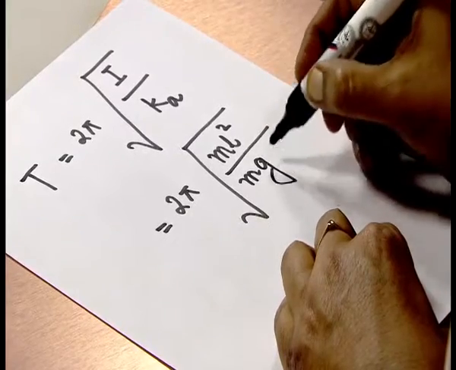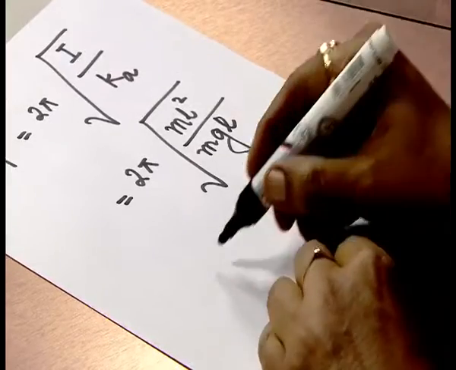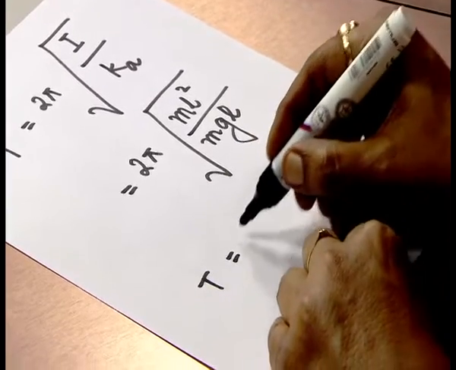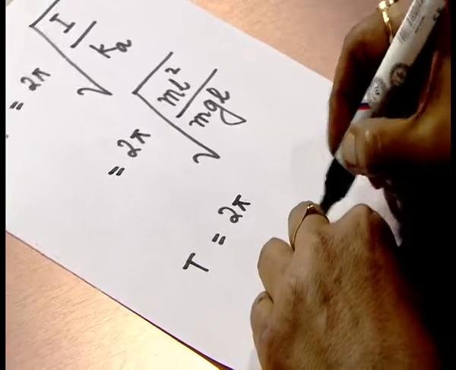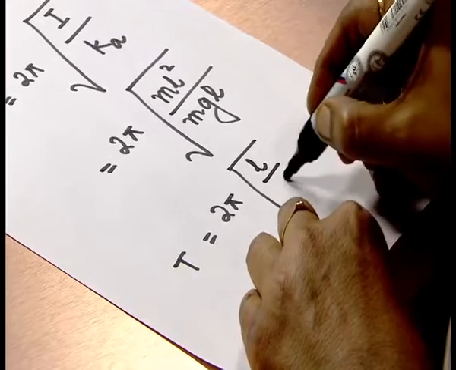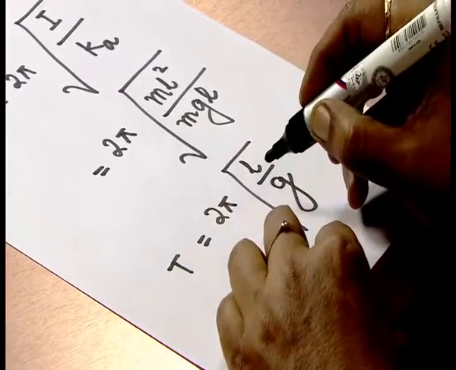So, that is mL squared, and the torque constant, as you have seen, is mgL. So, you get the good old result: T is equal to 2π root over L by g. So, that is how we arrive at the result for the time period of oscillation of the simple pendulum.